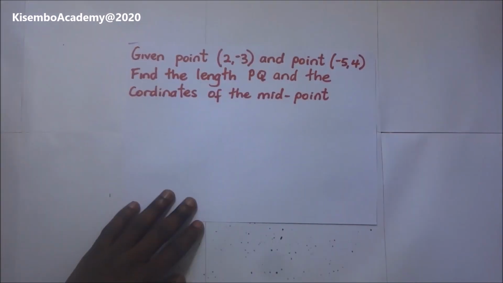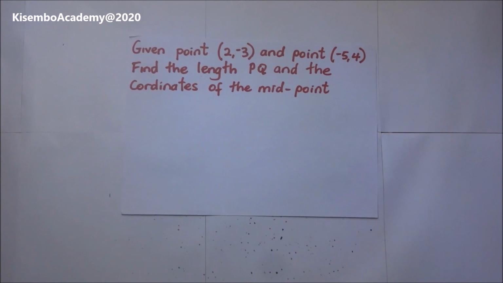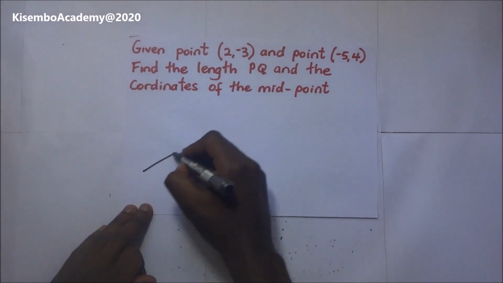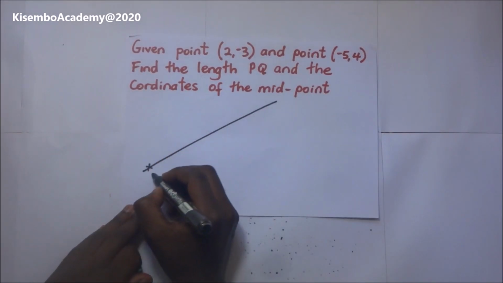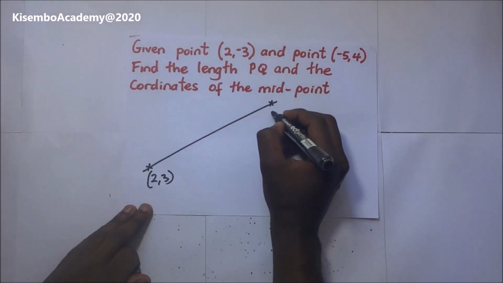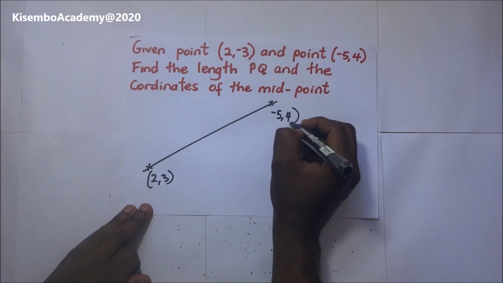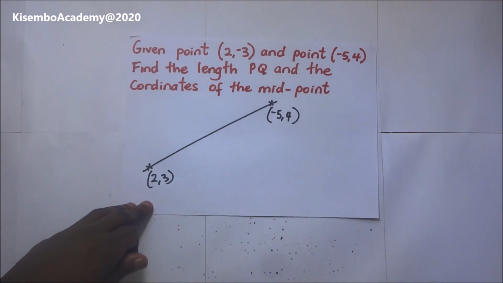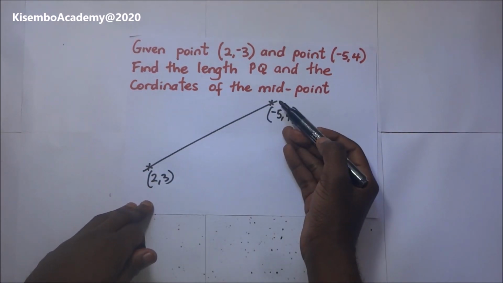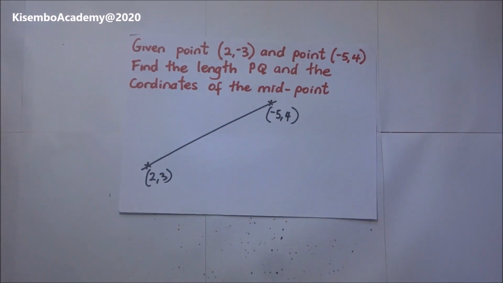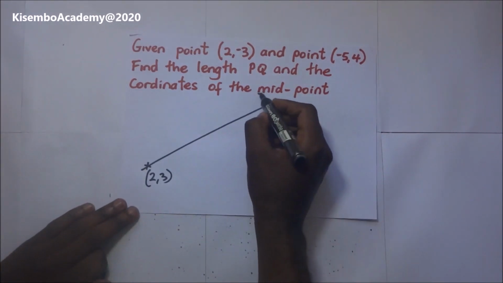So we've been given point P (2, -3) and point Q (-5, 4). Find the length PQ and the coordinates of the midpoint. So we have this line right there. It has point (2, -3) and it also has point (-5, 4). We are supposed to find the length and then the midpoint. First of all, let's find the midpoint.